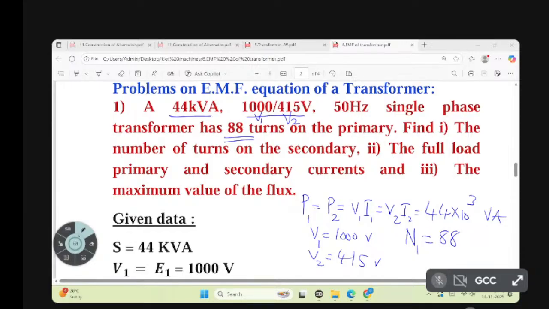Then next one, how can you get phi m? E1 is equal to 4.44 phi m f n1. You know n1? You know f? You know 4.44? Yes. So phi m is equal to E1 by 4.44 f n1, or E2 by 4.44 f n2. You can use either of the two.